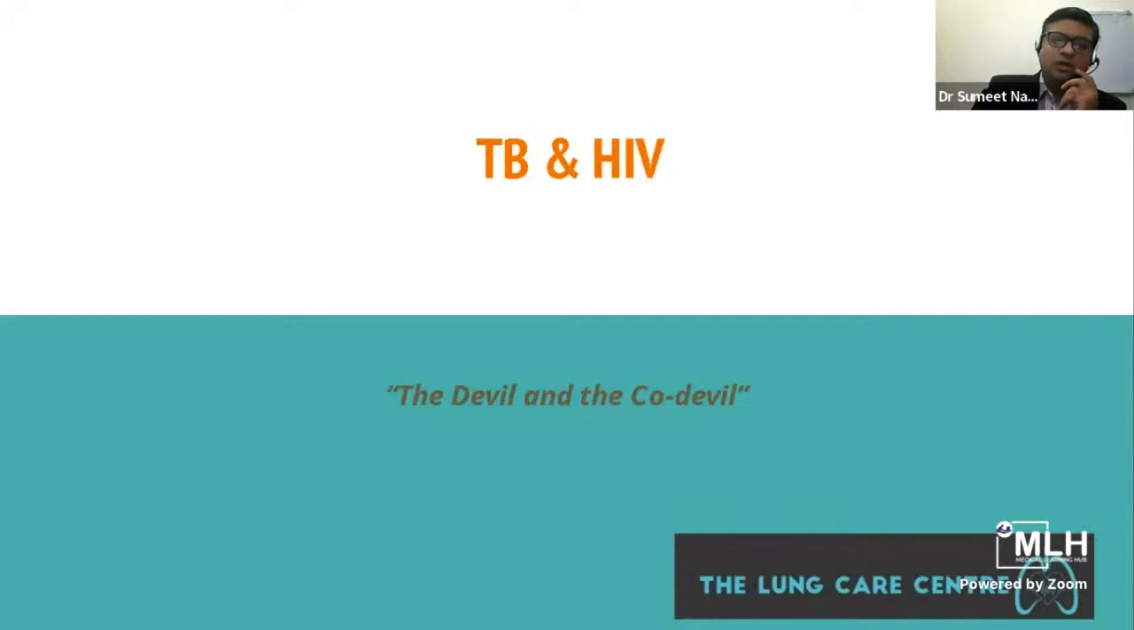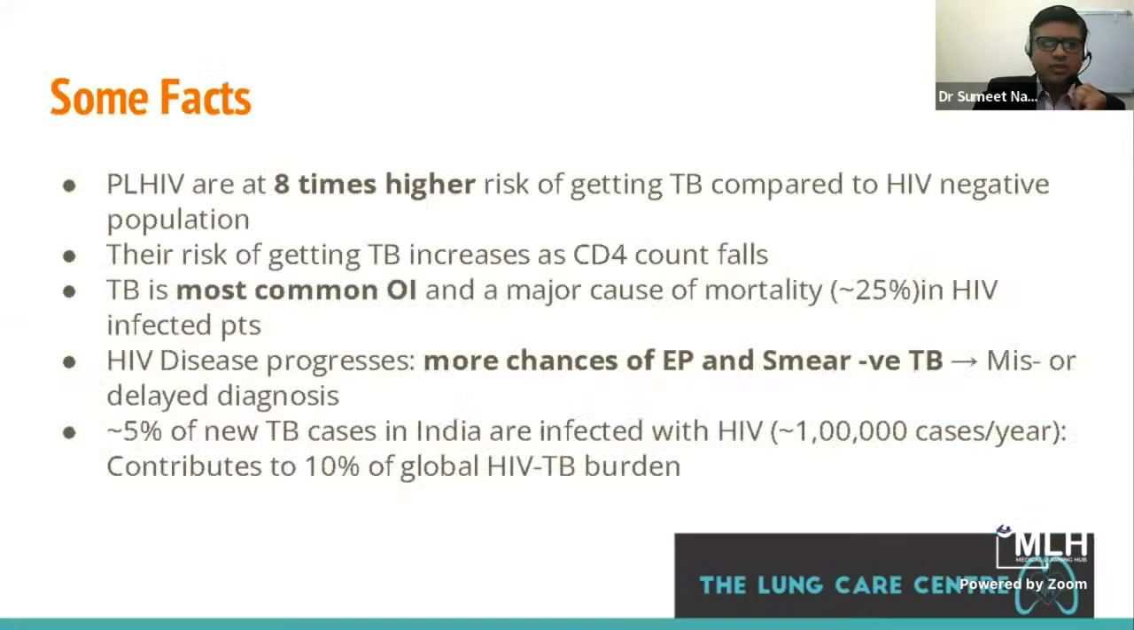So I prefer to call them the devil and the co-devil. So there are interesting facts. People living with HIV AIDS are at 8 times higher risk of getting tuberculosis compared to HIV negative individuals. Their risk of getting TB increases as their CD4 count falls. TB is the most common opportunistic infection and major cause of mortality in HIV positive patients. And as HIV disease progresses, there are more chances of extrapulmonary, smear negative and disseminated tuberculosis, and it leads to delayed diagnosis as well. Around 5% of new TB cases in India come out to be HIV positive, which translates to a whopping 1 lakh patients a year. So that is the reason we need to focus our programmatic management, and we need to merge these two programs so that both HIV and TB can be managed in synchrony.